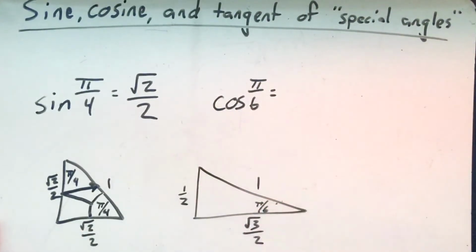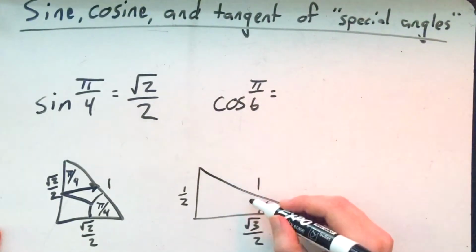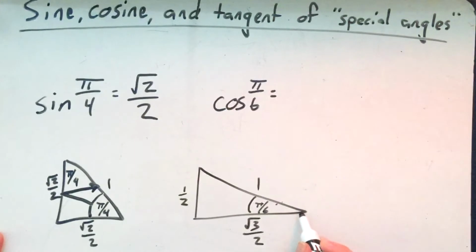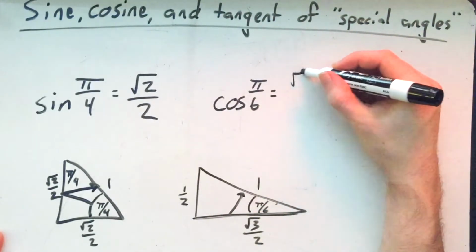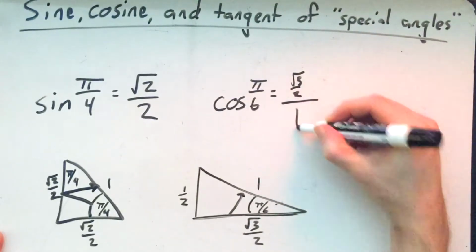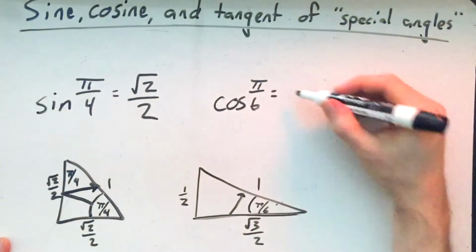And so I'll draw out this special triangle with one of the angles being pi over 6. That's the smaller one. Remember, cosine is the adjacent side over hypotenuse. So that would be square root of 3 over 2 over 1. But dividing by 1 just goes away. So we're just left with square root of 3 over 2.